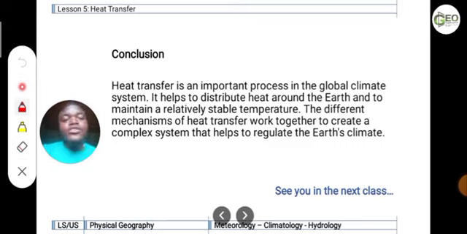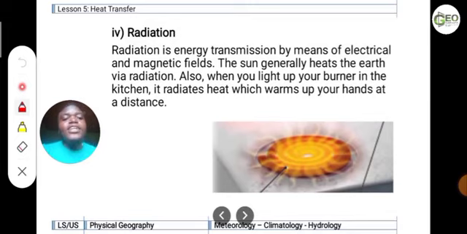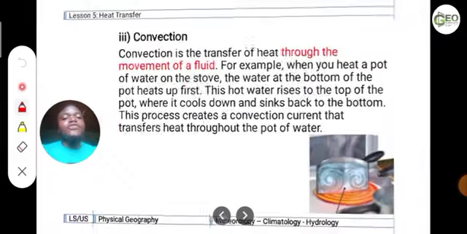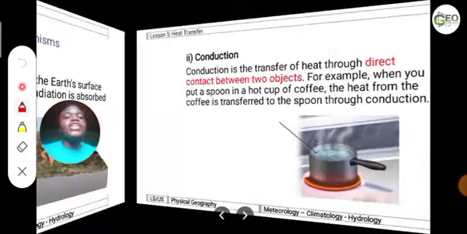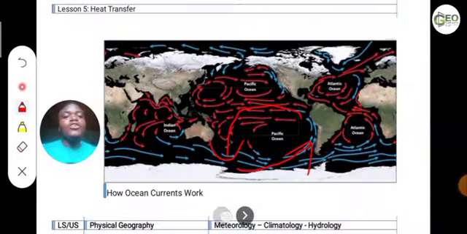Dear listeners, dear students, it is here that we have come to the end of today's lesson on heat transfer. That is lesson 5. And during our next lesson, which will not be far from now, we shall be looking at the global distribution of temperature.